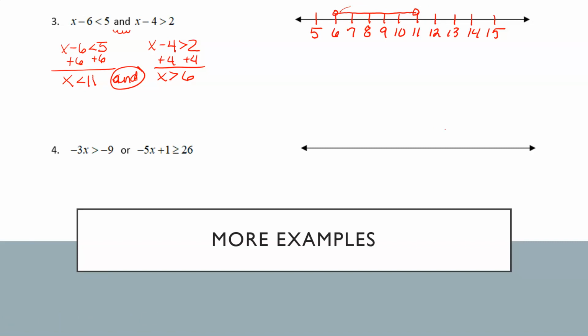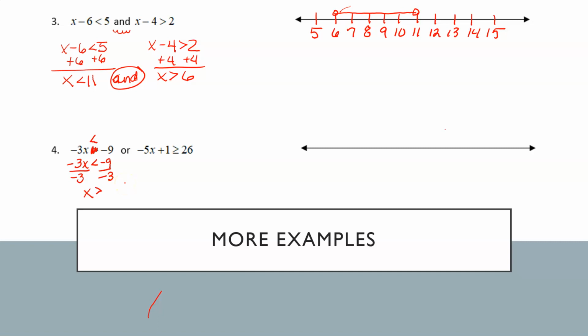Okay, so number 4. I'm going to change this. It should be on your notes as a less than. So I have negative 3x is less than negative 9, or negative 5x plus 1 is greater than or equal to 26. So we got to remember some things from last lesson here. To solve this, we need to divide each side by negative 3. And since we're dividing by a negative number, you're going to flip the sign the opposite direction.